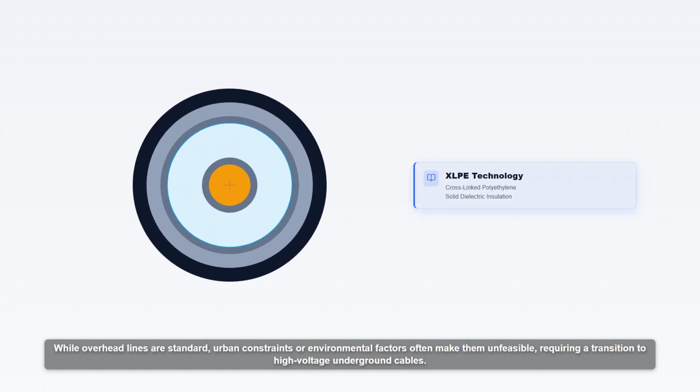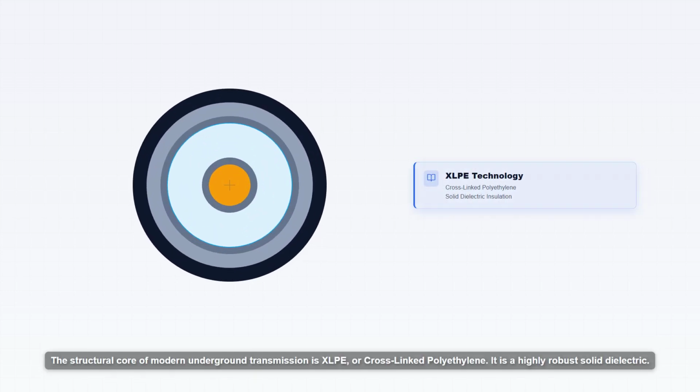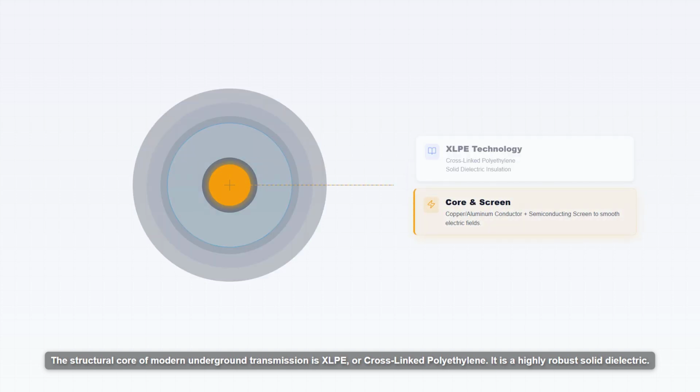capability of the grid. While overhead lines are standard, urban constraints or environmental factors often make them unfeasible, requiring a transition to high voltage underground cables. The structural core of modern underground transmission is XLPE, or cross linked polyethylene. It is a highly robust solid dielectric.